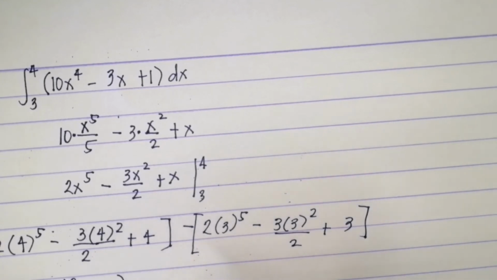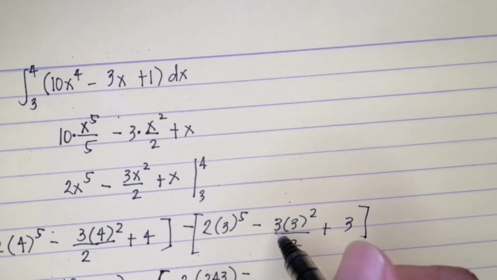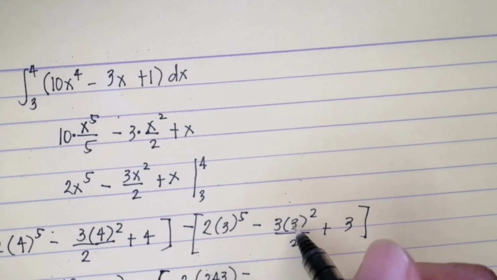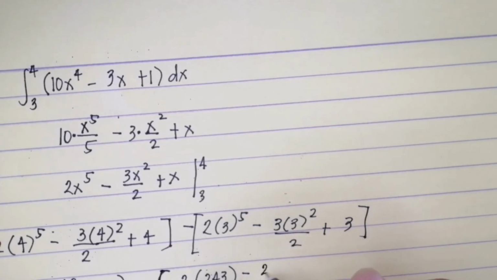And then, minus. We have 2. And then, ito. We have 2 times 3 raised to 5. 3 times 3 is 9. Times 3 is 27. Times 3 is 81. Times 3 is 243. Minus, ito ulit, hindi natin i-multiply si 3 and 3. Simplify muna si 3 squared. 3 squared is 9. Times 3 is 27 over 2. Then, plus 3.